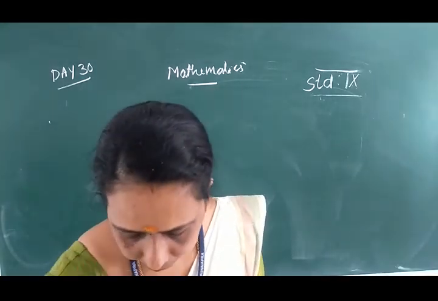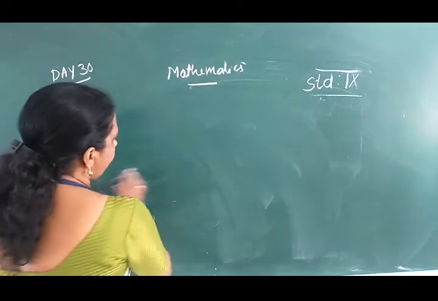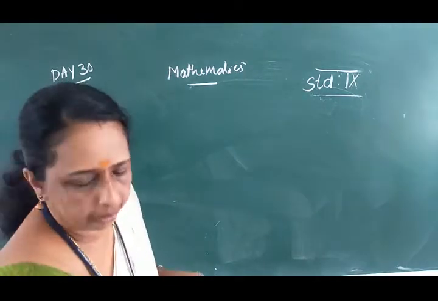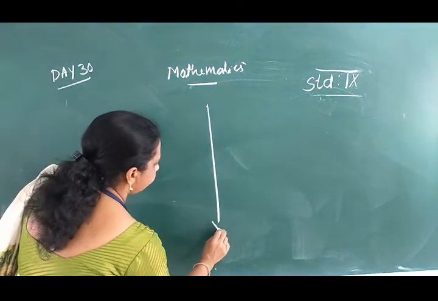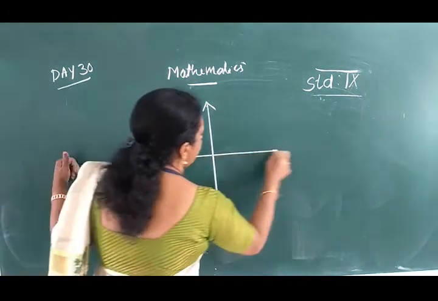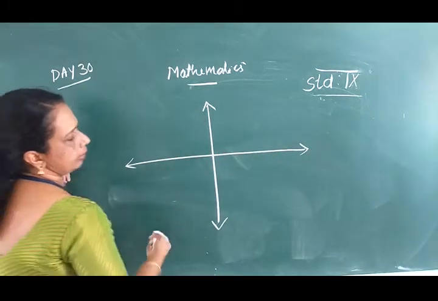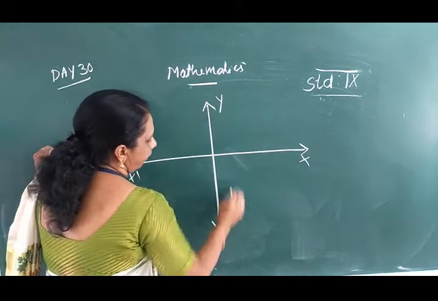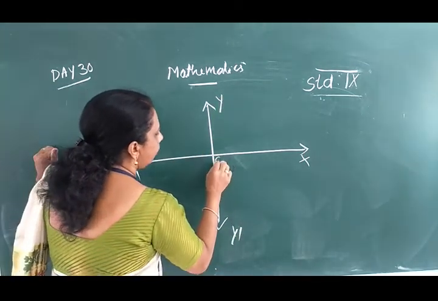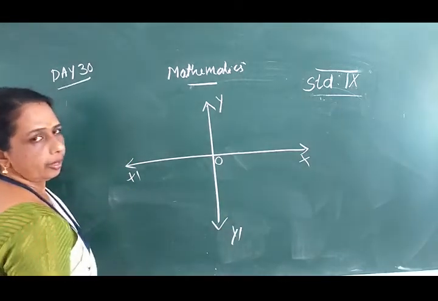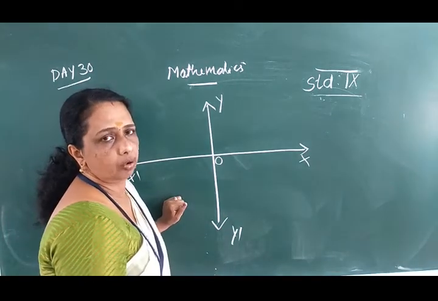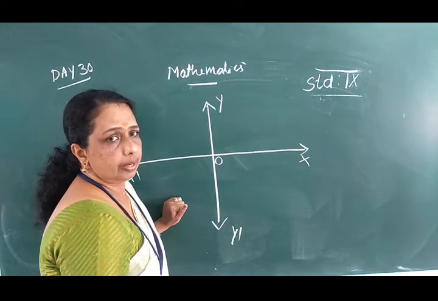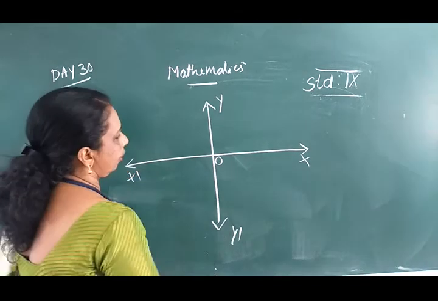Then we are to study the sign of coordinates in the Cartesian plane. Positive sign or negative sign. Cartesian plane means x dash horizontal line, y dash vertical line and origin 0. The sign, plus sign or minus sign of a coordinates in the Cartesian plane.